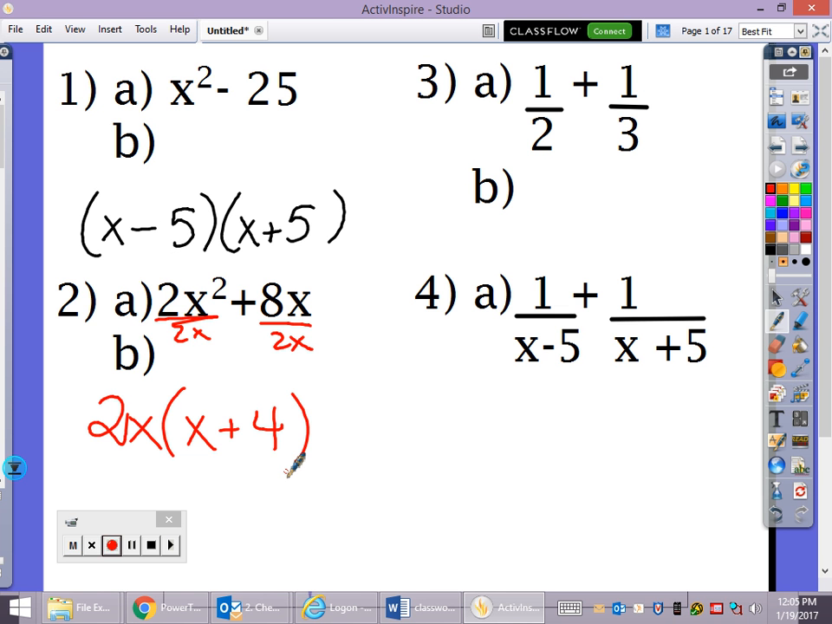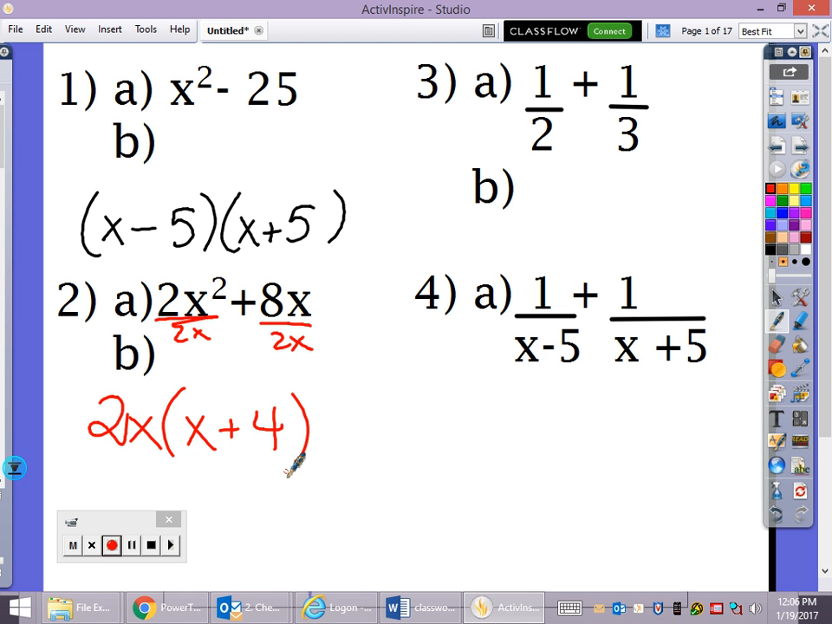Yes, ma'am. Uh-huh. Okay, but it's an addition, not division. I know it's hard to see the symbol back there. If it was division, yes, we'd multiply by the reciprocal. Okay, go ahead. Excellent. So I need a common denominator.